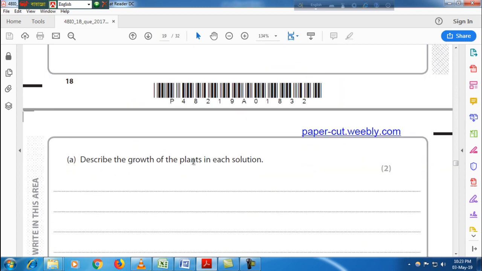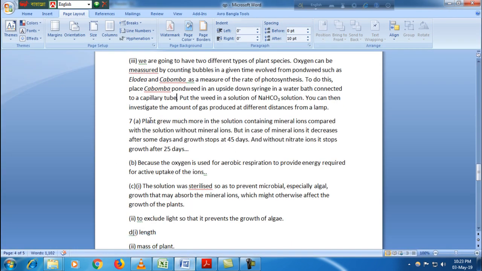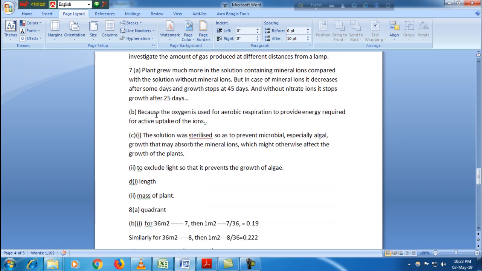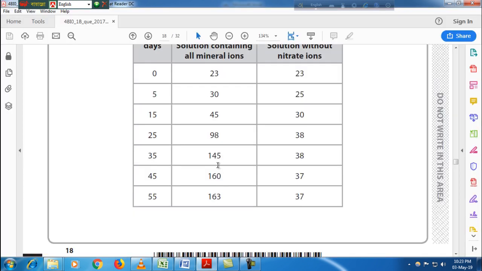Describe the growth of plants in each solution. So 7a, the answer will be, plant grew much more in the solution containing mineral ions compared with the solution without mineral ions. But in case of mineral ions, it decreases after some days and growth stops at 45 days. And without nitrate ions, it stops growth after 25 days.